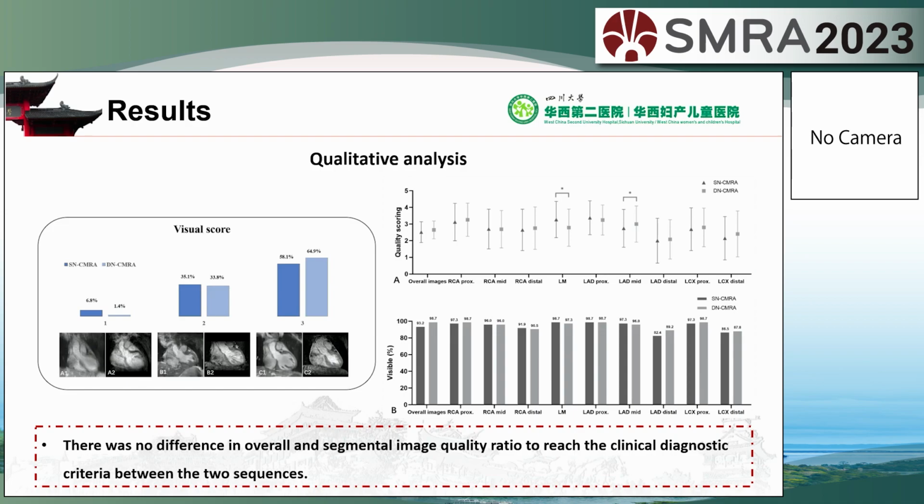For qualitative analysis, 93% of overall images in self-navigated reached good diagnostic quality, while 98% of overall images of diaphragmatic reached good diagnostic quality. There was no difference in the ratio of overall and segmental image quality reaching the clinical diagnostic criteria between the two sequences.